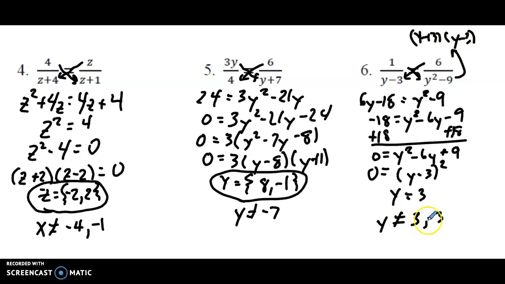And what you'll notice is one of our excluded values is the same as our answer, and that can't be. So our answer actually for this one is no solution, because the solution we got will create a 0 in the denominator, and that is undefined. So that would be something you want to look for as you do your problems for today.